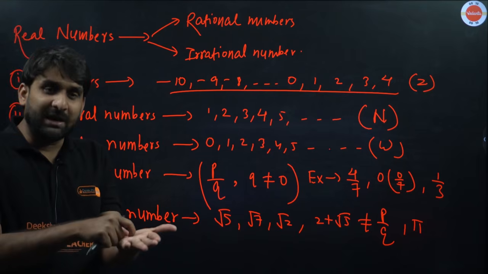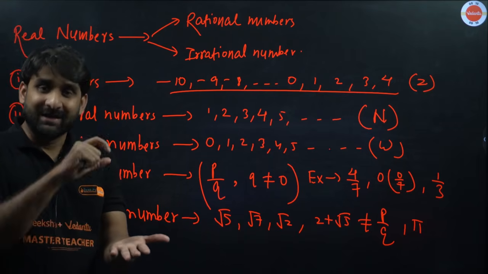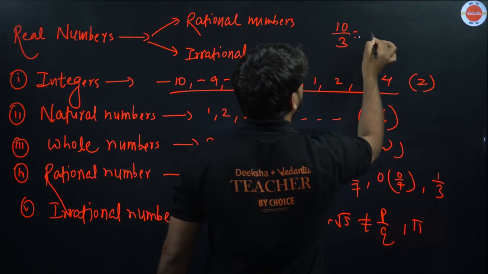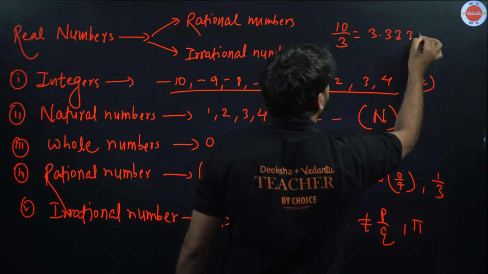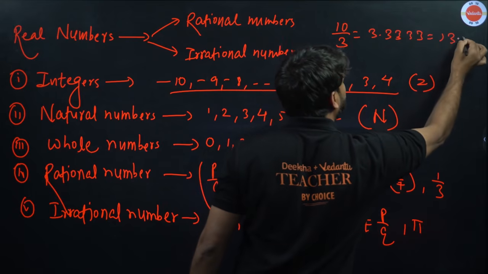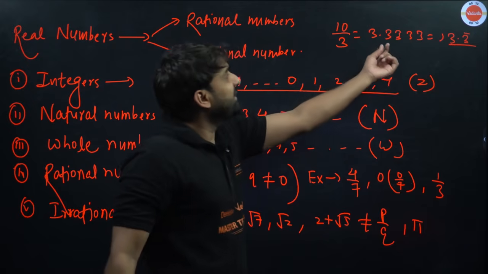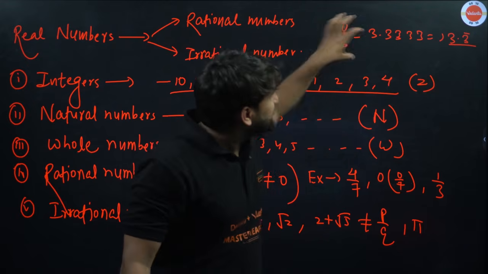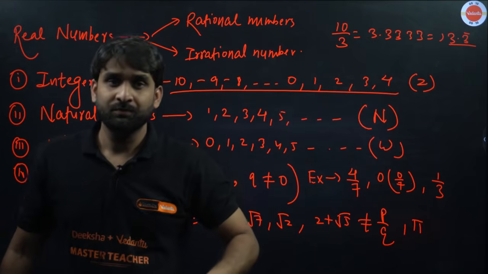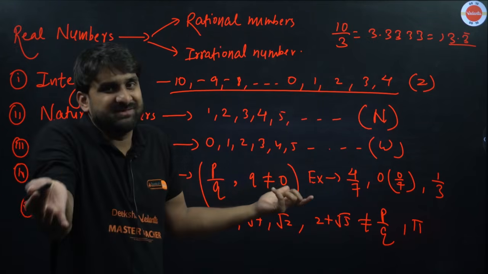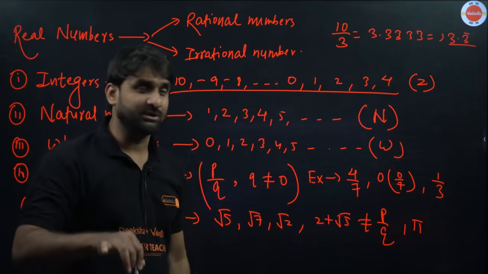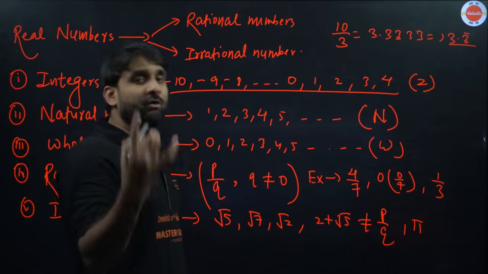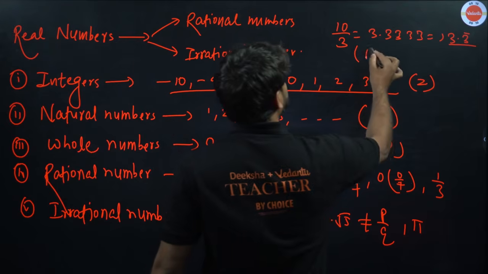If the decimals are repeating, like if I write here 10 by 3, 10 by 3 means 3.3333, it will be coming gradually. So it can be written as 3.3 bar. If the decimal is a repeating decimal, such numbers can be written in the form of p by q. There is some method. You have already studied this concept in the previous class, in class 9th. So if the decimal is repeating, such numbers can be represented in the form of p by q, and that is the reason why this is called a rational number.